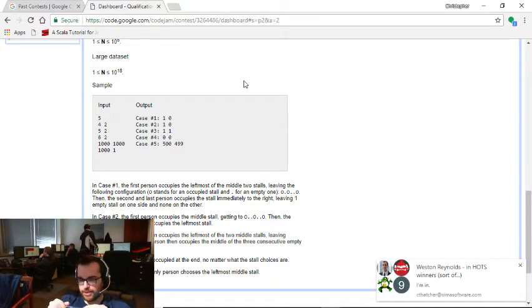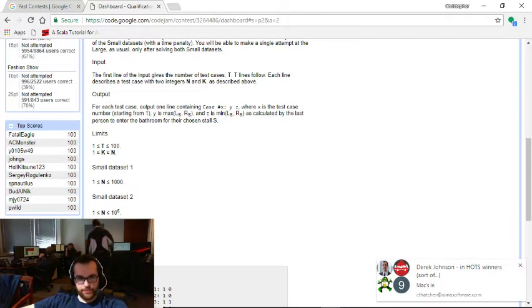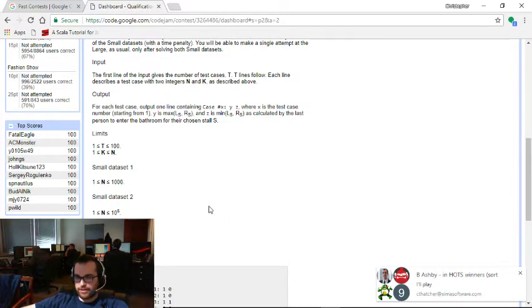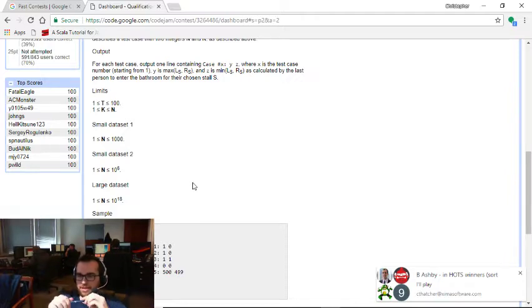And what size is going to add. Now, here's the problem. For the large test case, n is going to be extraordinarily large, 10 to the 18th. That's a big number. And I can't just iterate through one after the other, after the other. So clearly I need to find a way to do this faster than that.